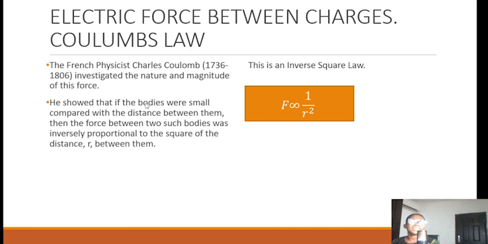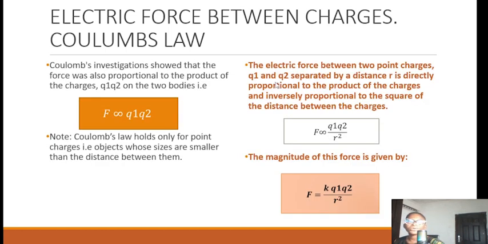So he showed that if the bodies were small compared to the distance between them, then the force between such two bodies was inversely proportional to the square of the distance r. Can you imagine? So F is inversely proportional to the square. We did that when we were talking about the gravitational force of attraction, and this is called the inverse square law. Coulomb's investigation showed that the force was also proportional to the product of the charges. Can you see that? Just as I said, then we had M1, M2. Now we're having what? Q1 and Q2.